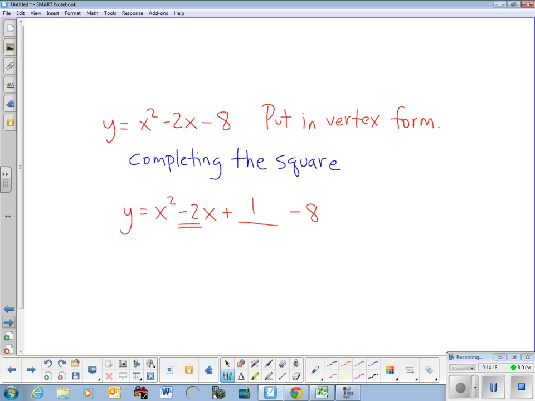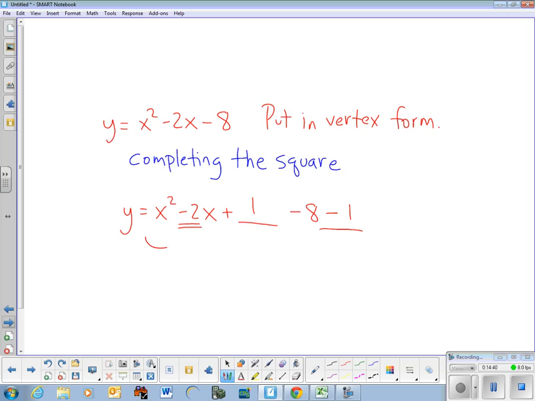Now, you can't just go adding 1 to an equation without changing it. That's not legal. If you're going to add 1, that's fine, but you need to keep your equation balanced by also subtracting 1. You can add 1 and subtract 1 to the same side of an equation and not change the equation. So what's the point?